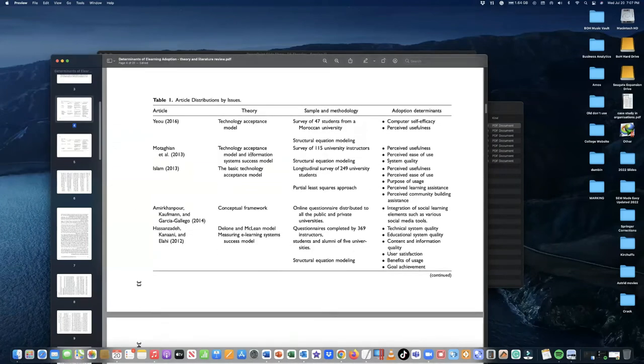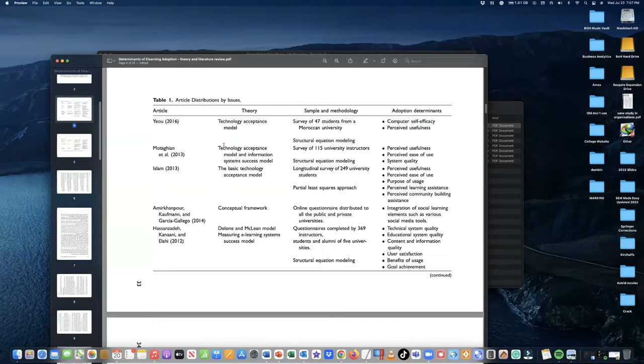Good. So this is the first article. What theory did he use? He used a technology acceptance model. He sampled 47 students from a Moroccan university. The determinants he was using are computer self-efficacy and perceived usefulness. These are the variables he used. Then you have the technology acceptance and information system success model. That's another type of theory. We call it the IS success model by DeLone and McLean.